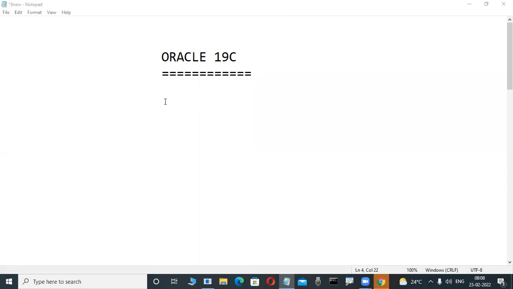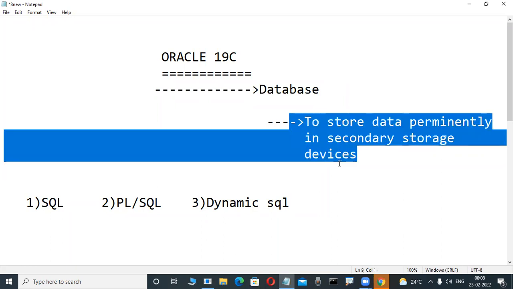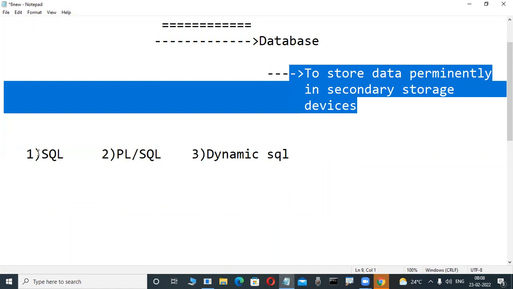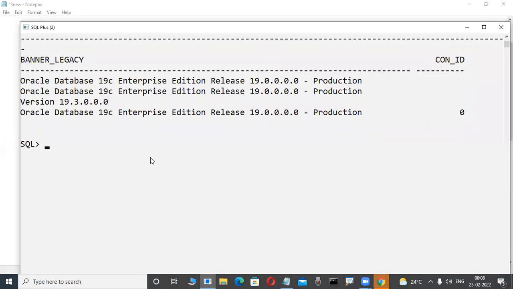What I told you in the previous class: Oracle is a product from Oracle Corporation. This is a relational database product, which is why it stores a structured collection of data. If you want to operate on this data in the database, we use languages like SQL, PL/SQL, and dynamic SQL. Up to that we discussed in the previous class.